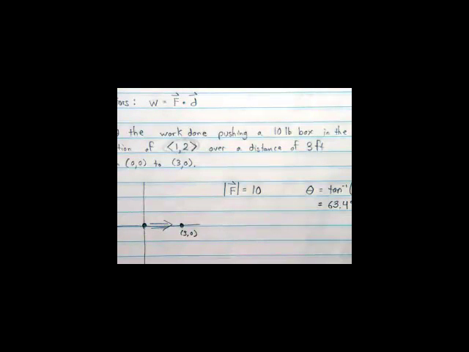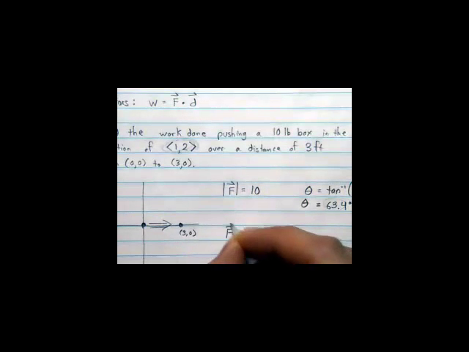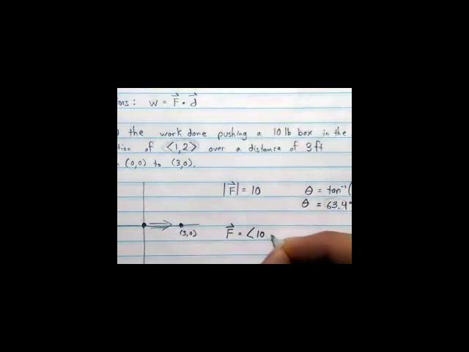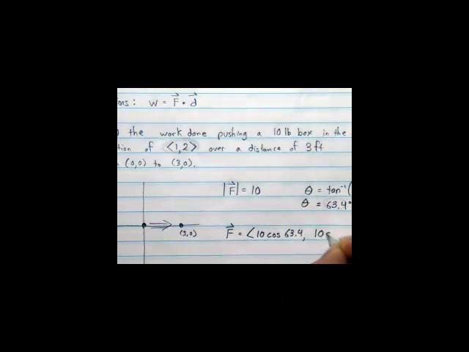It's not 60. I thought a 30-60-90 triangle had the hypotenuse double. The hypotenuse is twice the short leg, not the long leg. So here's your angle, here's your magnitude. So our force vector for this would be <10 cosine of 63.4, 10 sine of 63.4>.